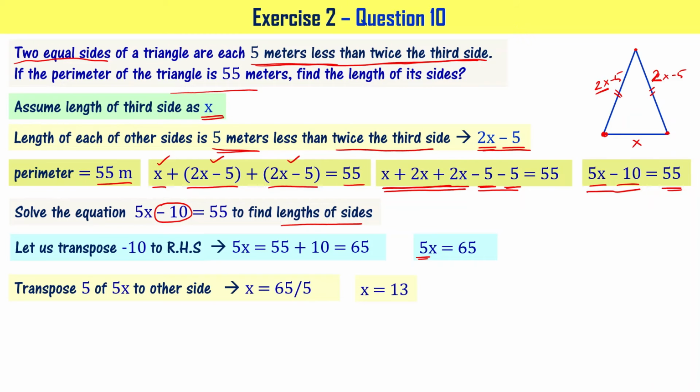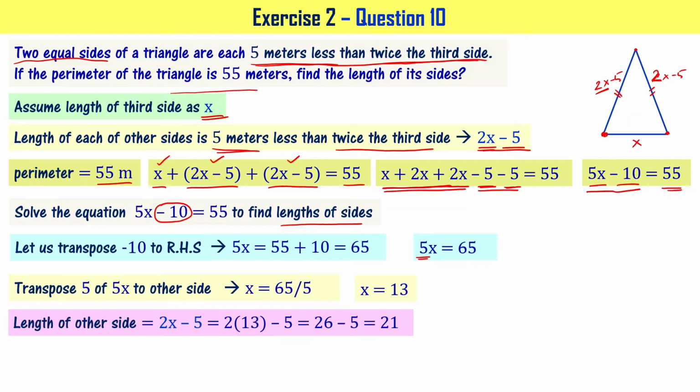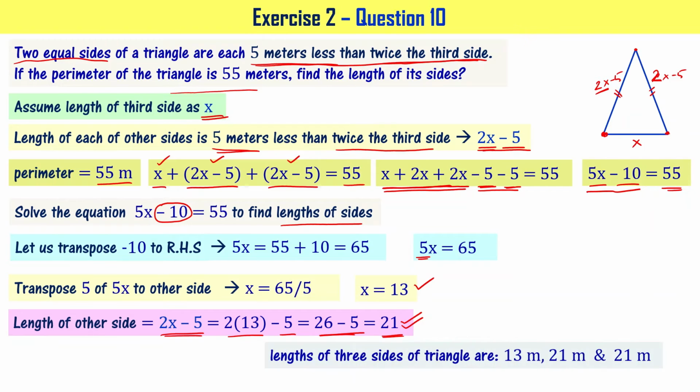So now we got length of one side. Length of the other side is 2x minus 5. It means 2 times 13 minus 5, that is equal to 26 minus 5, that is equal to 21. Now we have length of first side as 13 and second side as 21 and third side also as 21 meters. Let's write that. Lengths of three sides of the given triangle are 13 meters, 21 meters and 21 meters.